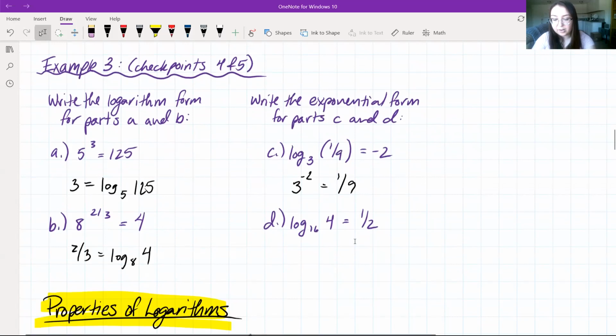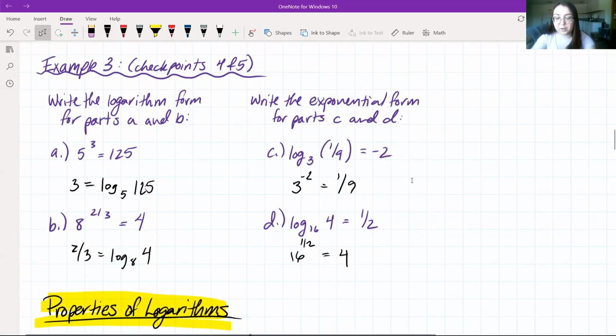All right, then for part D, we have log base 16 of 4 is equal to 1/2. So we see our log base 16, so 16 will be our base, and 1/2 is equal to y. So y is our exponent. So our exponent is 1/2. So we have 16 to the 1/2 power. And we see our x there is going to be 4. So we have 16 to the 1/2 power is equal to 4.